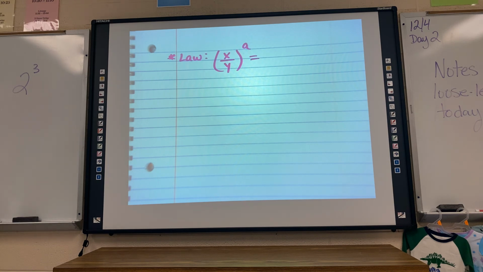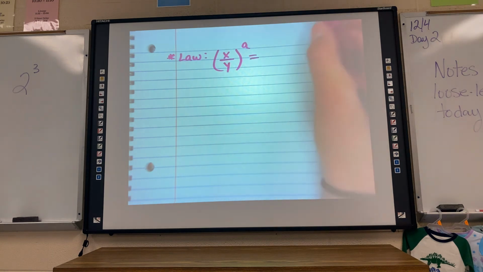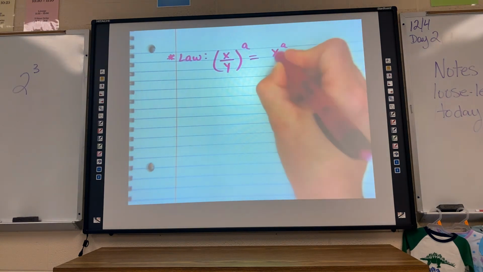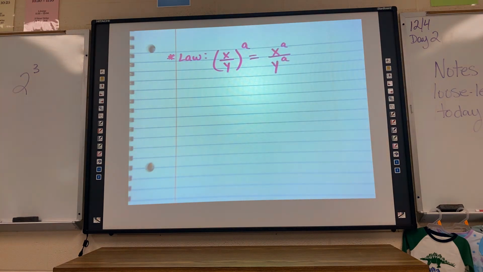Patrick? X to the power of 8 over y to the power of 8? Yeah, exactly. So this becomes x to the a over y to the a. So basically you're, I use air quotes, distributing that exponent to the numerator and the denominator.